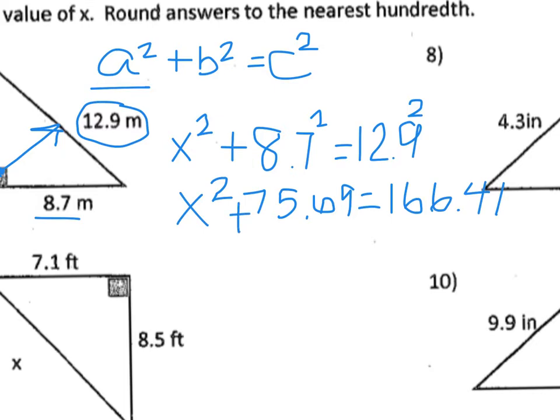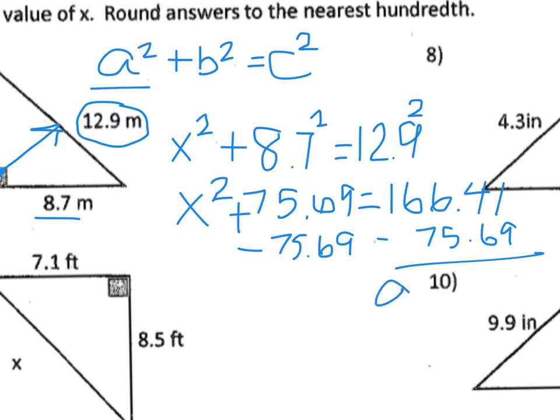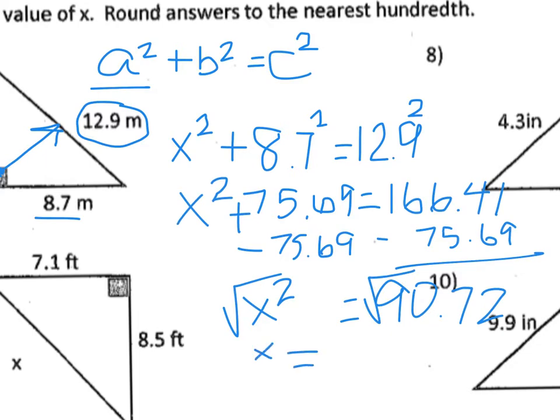Alright, so in order to get x by itself, we need to move everything away from it that is on the same side of the equal sign. So let's start here with this 75.69. Then what we do to one side, we have to do to the other. So 75.69 will also be subtracted from this. So 166.41 minus 75.69 gives us 90.72 equals x squared. And notice the x isn't by itself yet, so we need to take the square root of the 2 to find what x equals.